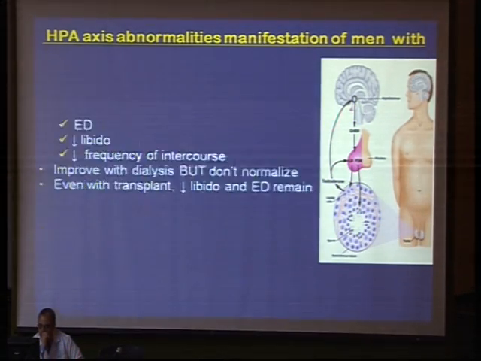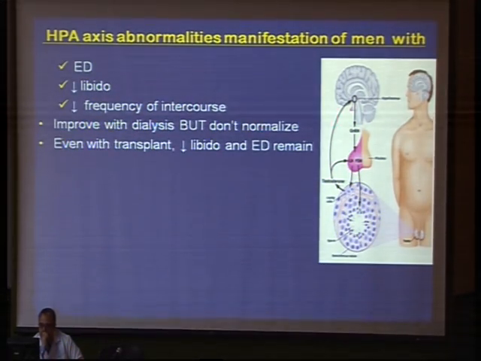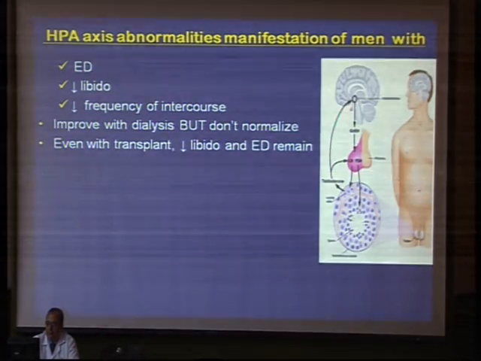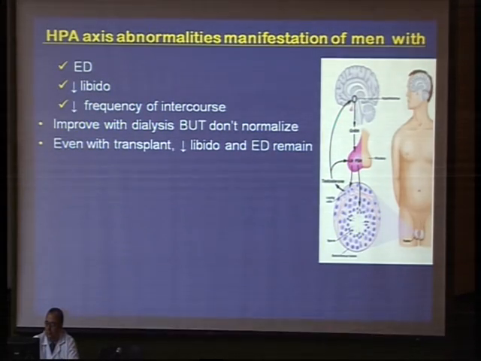What about the axis? Firstly, patients have erectile dysfunction, diminished libido, and reduced frequency of intercourse. There is improvement with dialysis, but the hormone has not returned back to normal, and even with transplant, libido and erectile function remain dysfunctional.